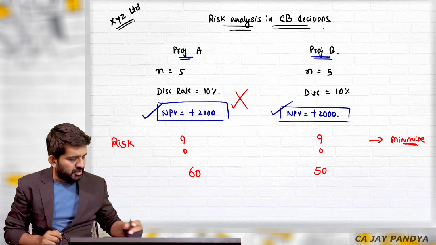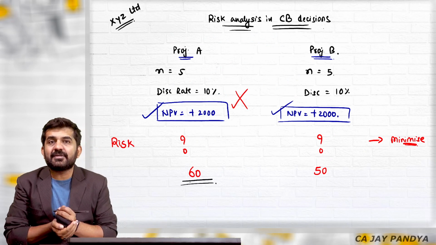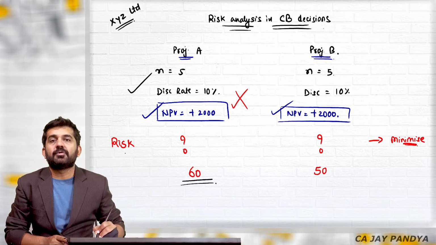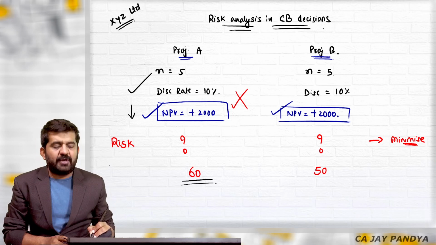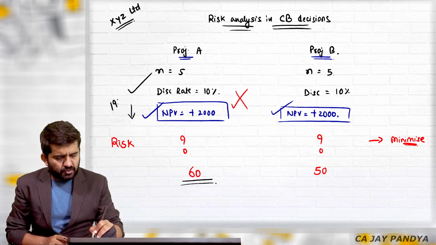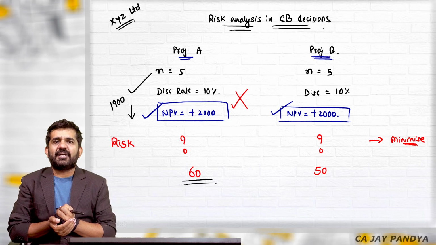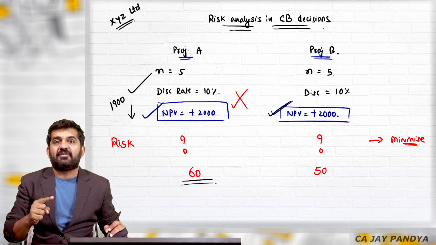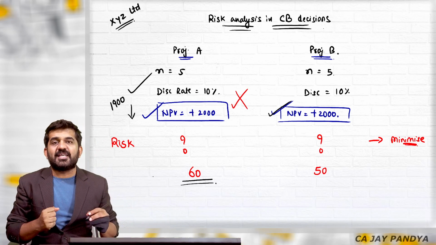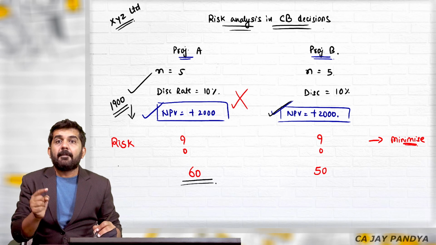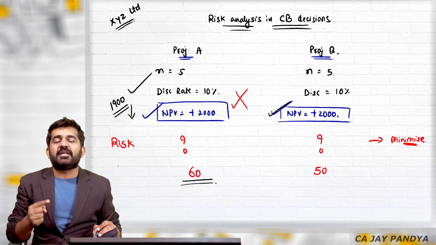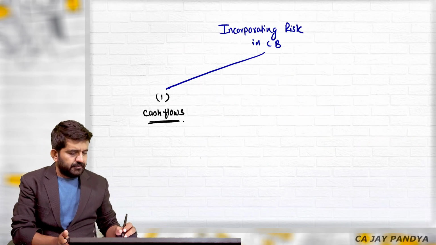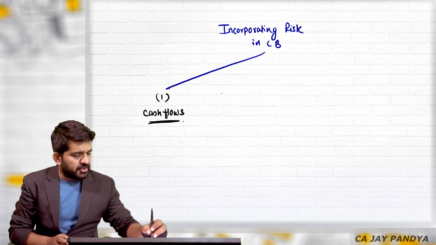How? Try to understand. Suppose in this situation, this project was more risky. Then we might have reduced its cash flow, and so our NPV would have decreased, say by 100. So this is 1900 NPV and this is 2000 NPV. You will always select Project B because it has an NPV of 2000. Now you will say, sir, we have still found only NPV, but we have incorporated risk in cash flows.